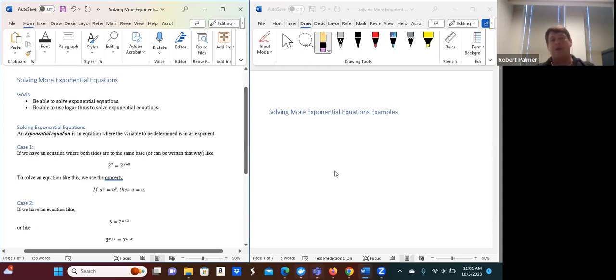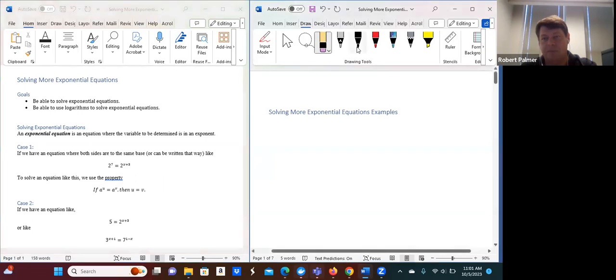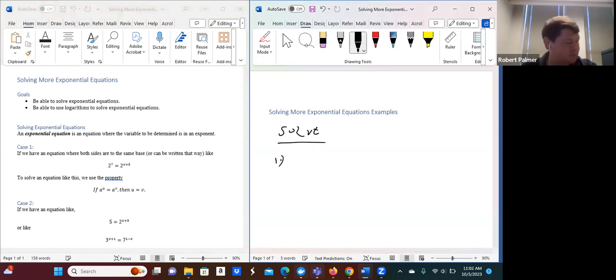Now, I want to come over here and take a look at a couple examples where it's not clear at first that they do have the same base. So our direction will just be to solve. Let's look at our first one. Let's say we have this equation, 4^x is equal to 2^(x-1). Now, obviously, right now the bases are not the same, so we can't use this property as it is.